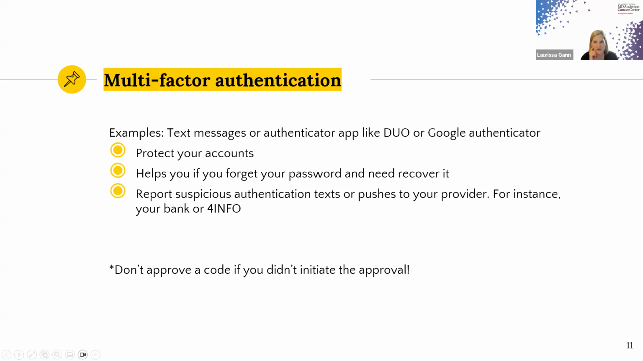So if someone is able to get to your password, they're not going to necessarily be able to use that authenticator app to approve the login. And I think you know that if you get a code and you're not trying to log in, don't approve the code. We've been told this over and over again. It's sort of natural to want to just click your screen and get it to move off, but don't approve the code if it comes through and you're not the one actively trying to log in. Report suspicious authentication texts or pushes to your provider, for instance, your bank, or to 4Info. If you start getting suspicious pushes too, that might be a time to go in and change your password and make some changes there.